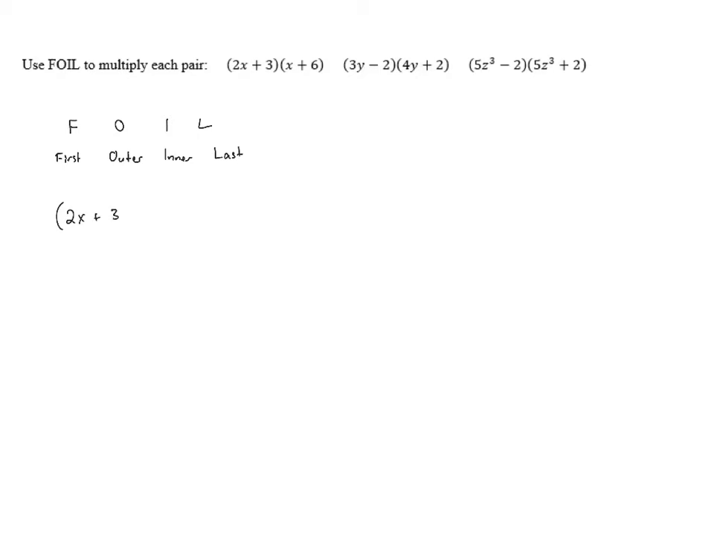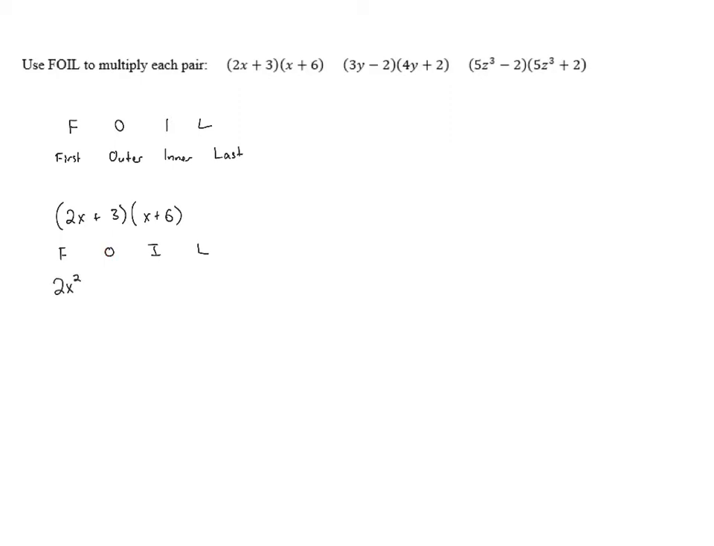We've got 2x plus 3 times x plus 6. I'm going to write out the letters of FOIL to get us used to it. F stands for first, and what this means is that we need to take the first term of each of these binomials and multiply them together. So we need to take 2x and multiply it by x. That gives us 2x squared.